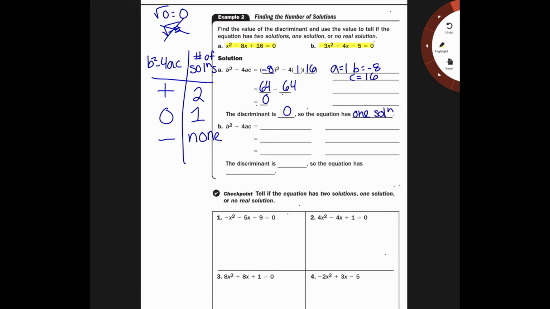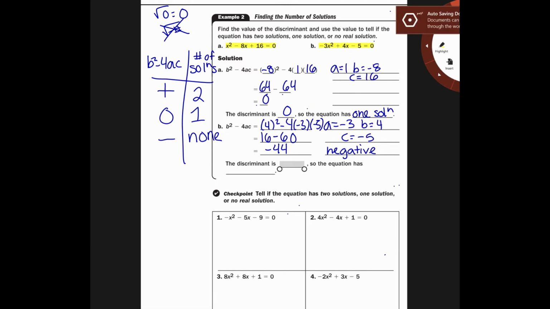Now in the second one, my a is -3, my b is 4, and my c is -5. So I have b squared, so 4 squared, minus 4 times a, which is -3, and c, which is -5, which gives me a 16. -4 times -3 is +12, times -5 is -60. That's going to give me a -44, so my discriminant is negative. Which means it's not allowed to be a negative under the radical, so it has no solutions.